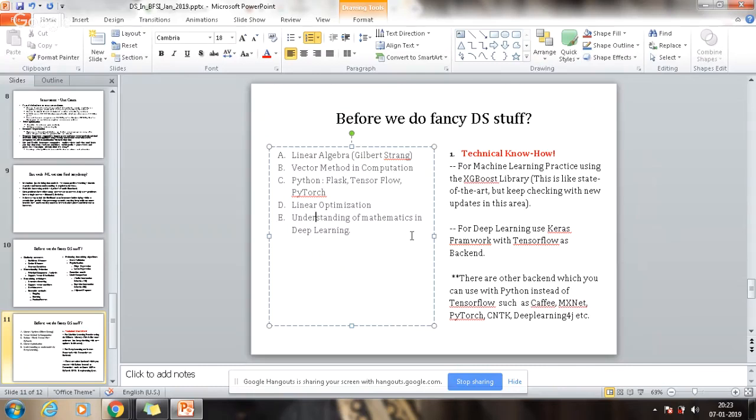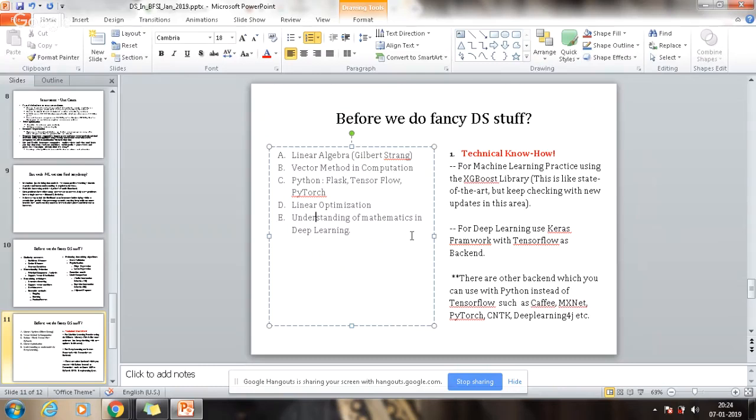Linear algebra and this vector method will not only help you in designing your algorithms and machine learning, but they will also help you in future machine learning and AI, even if AI goes through what we call an AI winter. This knowledge of linear algebra and vector methods will still be helpful for financial data analysis and such.